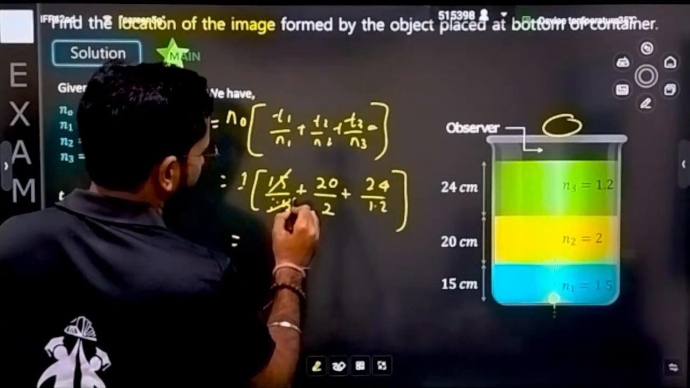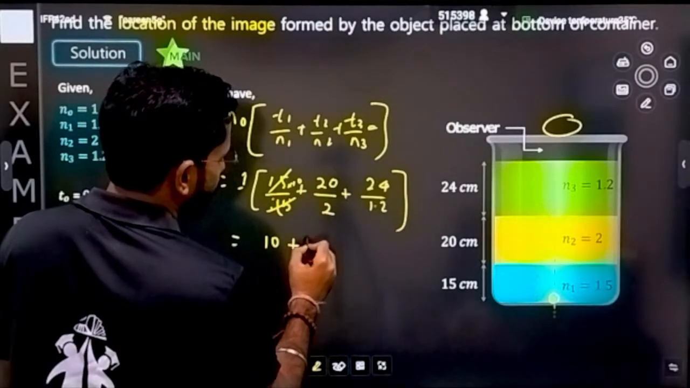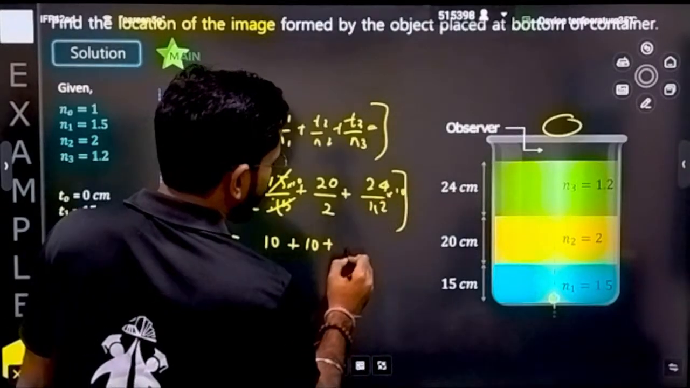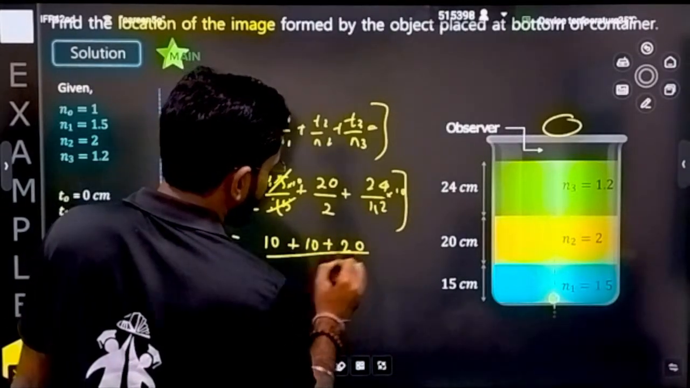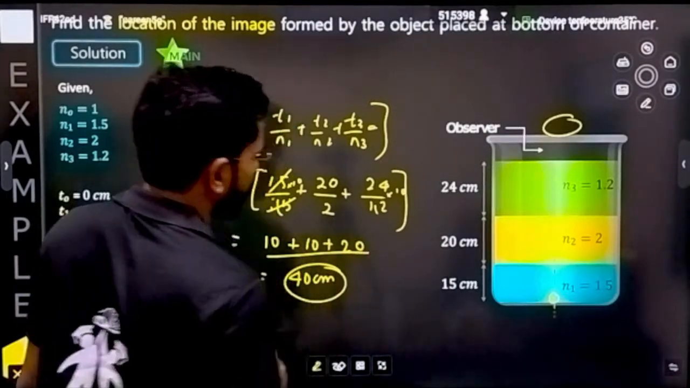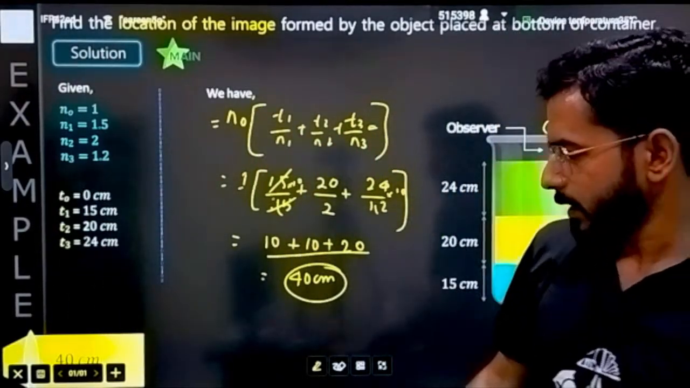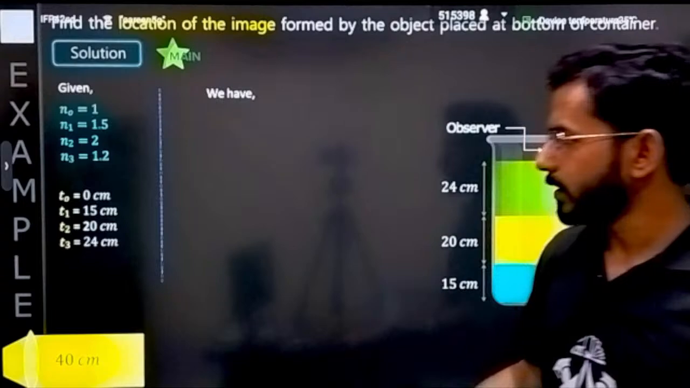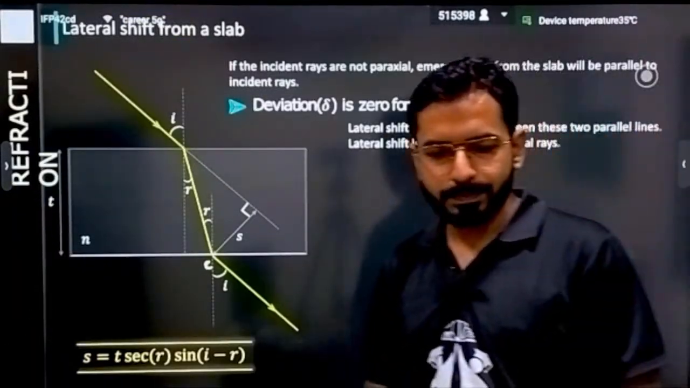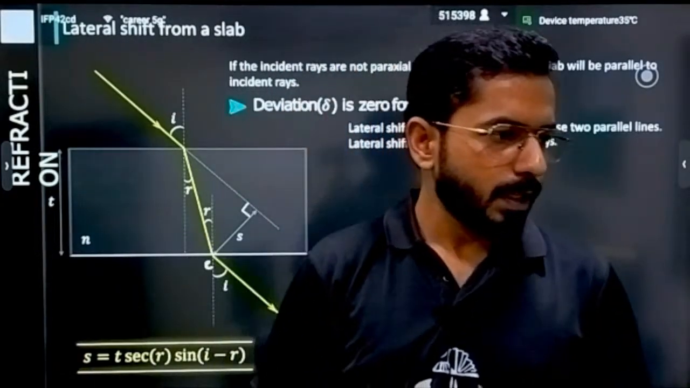Here it will become 10, correct? 10 plus, here it will again become 10, plus here it will become 20. That means what is the position of the image? 10, 10, 20, that means 40 centimeter. Is it clear? 40 centimeter. So this way you will easily solve all the questions of this variety. 40 centimeter will be the answer. Clear? Now let's come to the next and the last portion of slab.